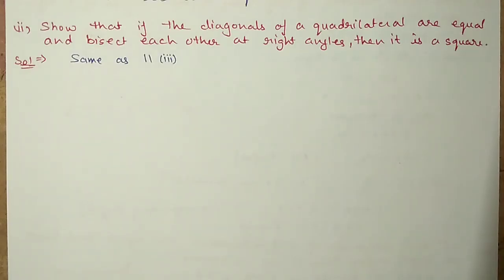Next we have 12th question, second part. Show that if the diagonals of a quadrilateral are equal and bisect each other at right angle, then it is a square. So this is a repeated question. Already the 11th question, third part is the same thing. So the solution is the same for this question also.